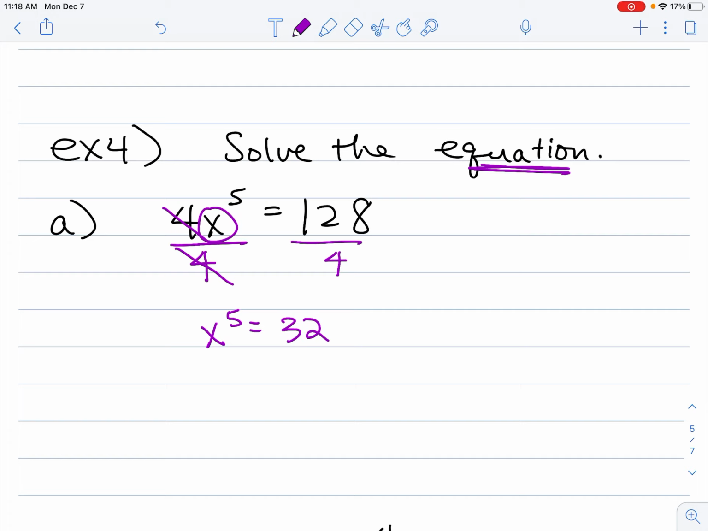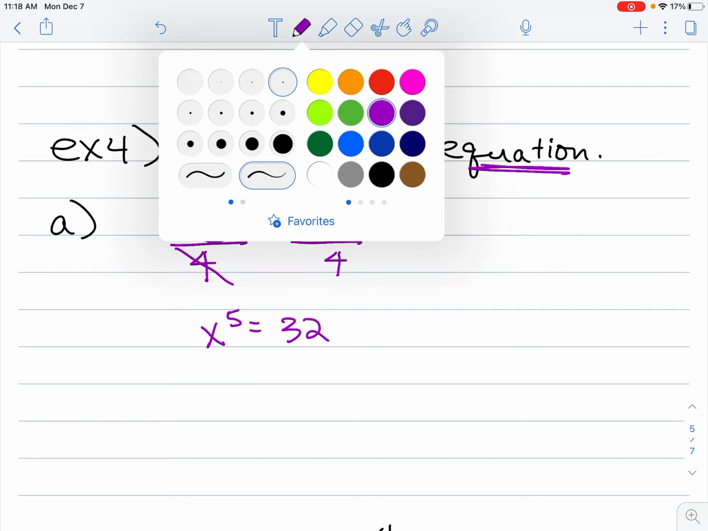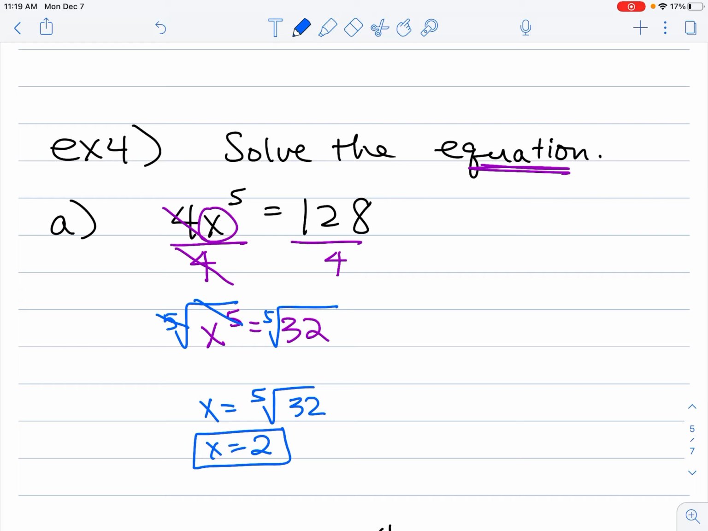I get 32. Well, I know to get x by itself, the opposite of x to the 5th power is I'm going to take the 5th root of both sides. This will cancel that out. So we get x equals the 5th root of 32, meaning something times itself 5 times is 32. That's going to give me a positive 2.